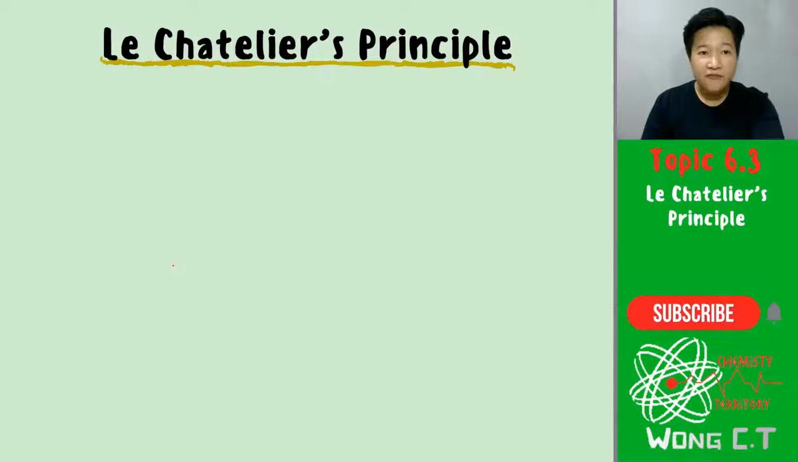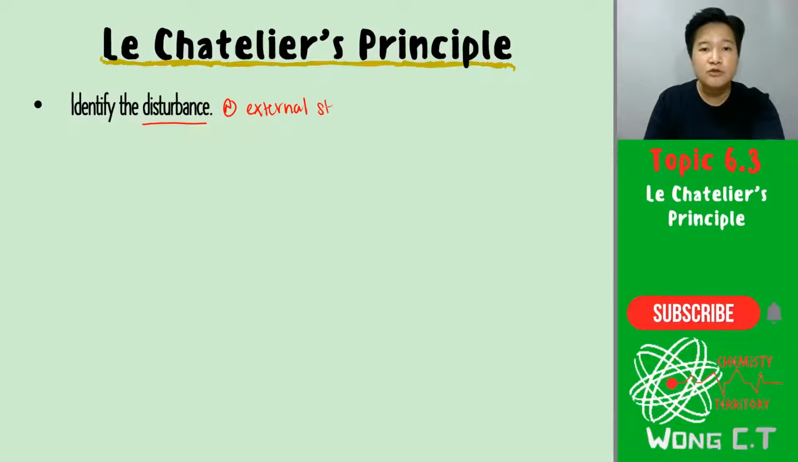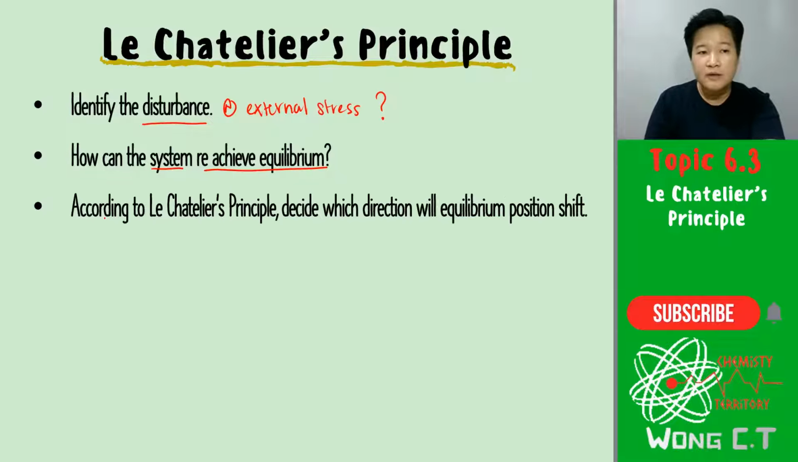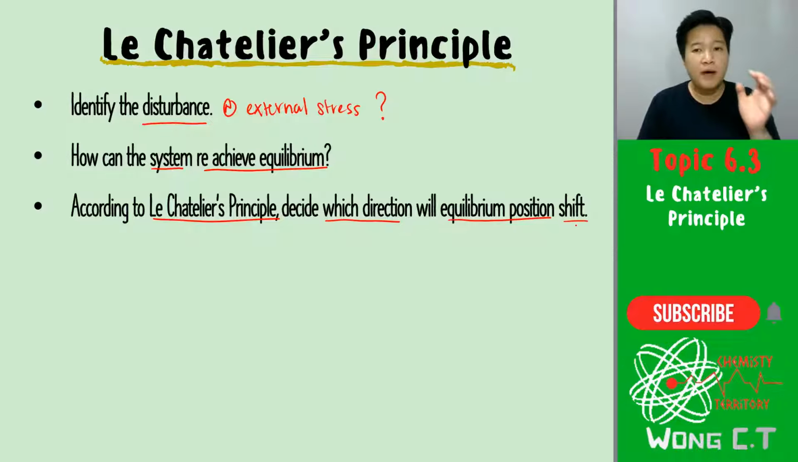I have 4 steps to guide you through on how to answer Le Chatelier's principle questions. The first one: you must identify your disturbance, or external stress. You need to know what your disturbance is. Second, you need to know how the system can re-achieve equilibrium. The third one: based on Le Chatelier's principle that we have discussed, you need to decide which direction the equilibrium position will shift from and to.